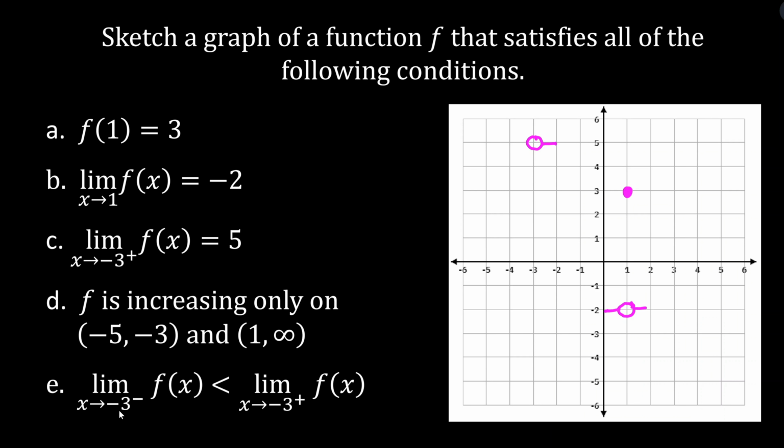The limit as x approaches -3 from the left is less than the limit as x approaches -3 from the right. All right, we were already told as x approaches -3 from the right, that's 5.